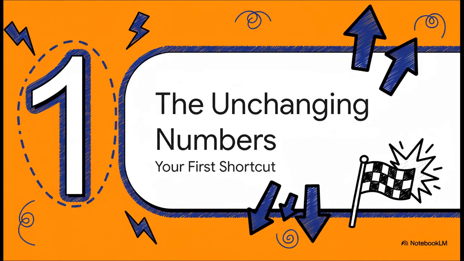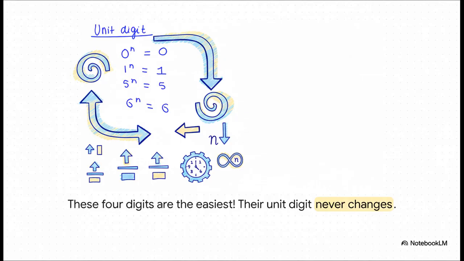All right, let's start with our first shortcut. This is seriously the easiest rule of them all. It's a real quick win to get us started and build some momentum. So I want you to meet the 4 most predictable, most reliable digits in math. 0, 1, 5, and 6. What's so special about them? Well, no matter what power you raise them to, their unit digit will always be itself.